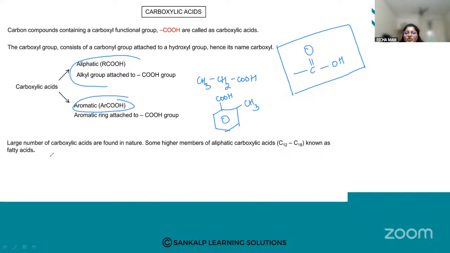A large number of carboxylic acids are found in nature. But some higher members of aliphatic carboxylic acids are known as fatty acids. Remember that. So carboxylic acids are divided into aliphatic and aromatic. In aliphatic, the alkyl group is attached to the COOH group. In aromatic, the aromatic ring is attached to the COOH group. So this is about carboxylic acids.